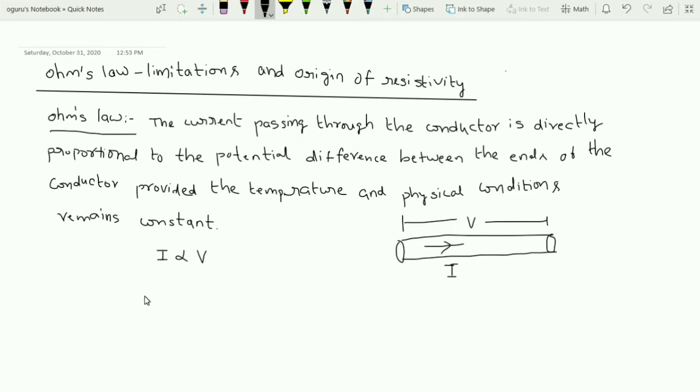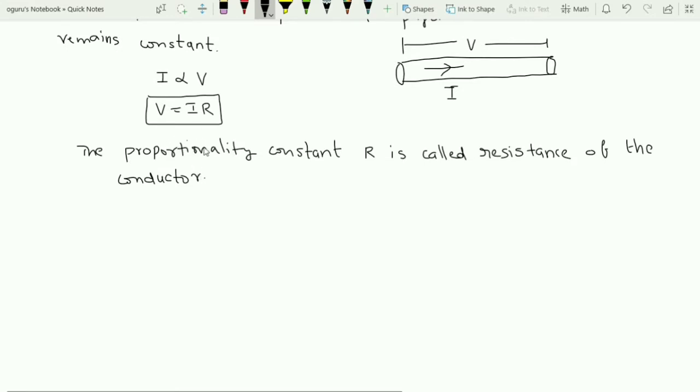This relation can be written as V is equal to I into R. So if you remove this proportionality, we can write this equation as V is equal to IR, where V is the potential difference, I is the current, and R is the proportionality constant. Here the proportionality constant R is called the resistance of the conductor. So let it be equation number 1.